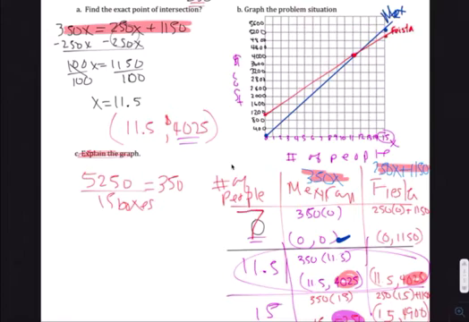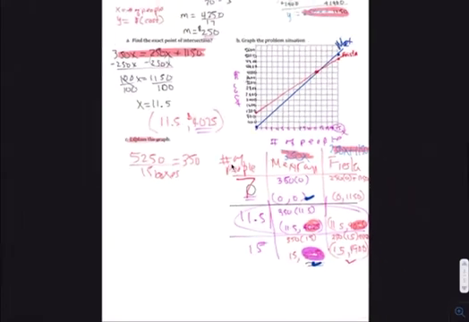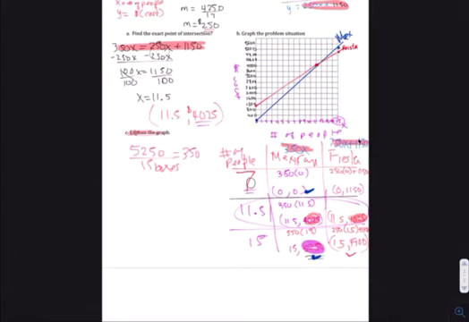Most classes, there's not much. I think some of the classes we did this in class. All you needed was graphing, right?